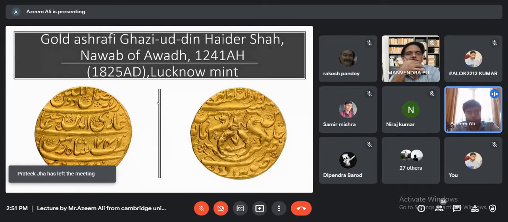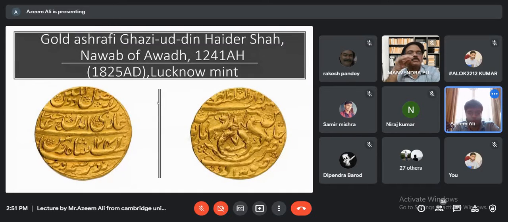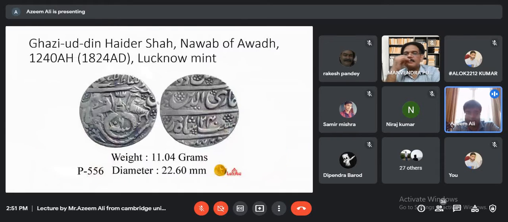And here's a gold ashrafi of Ghazi-ud-Din Haidar Shah, struck in 1825 AD. You can see the coat of arms on both.